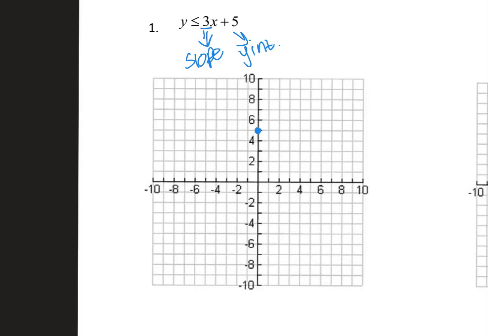So up 3, over 1: 1, 2, 3, over 1. Then down 3, over 1. Down 3, 1, 2, 3, over 1.